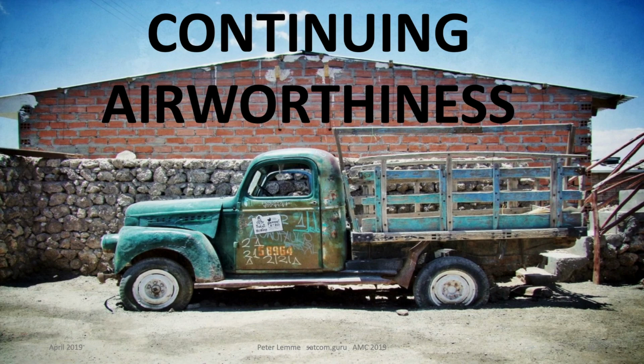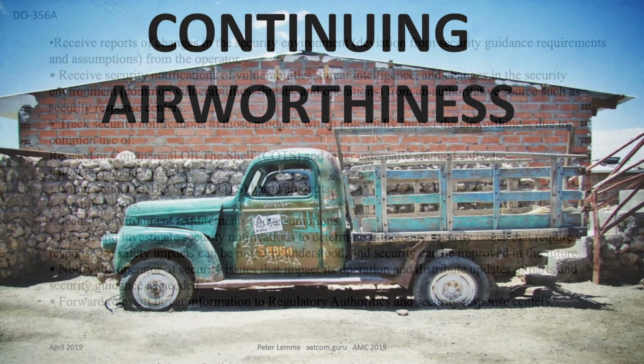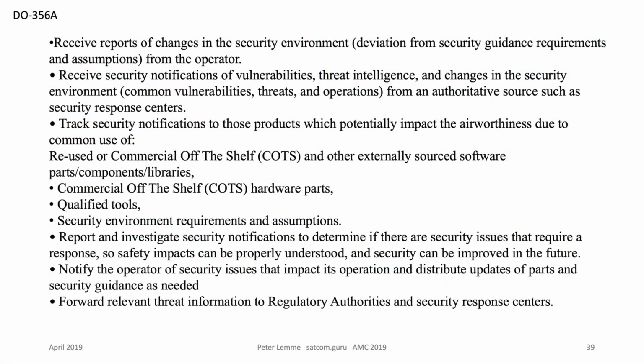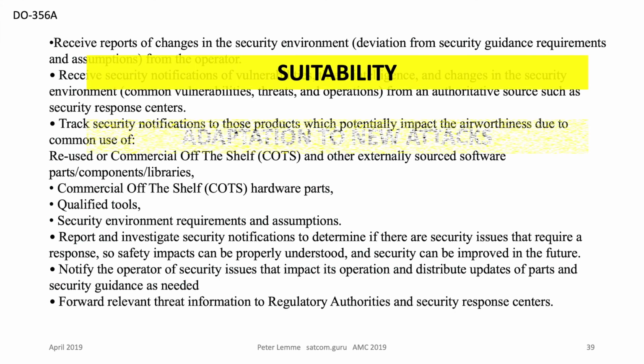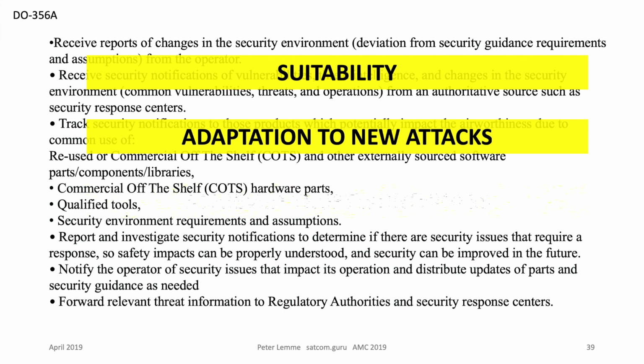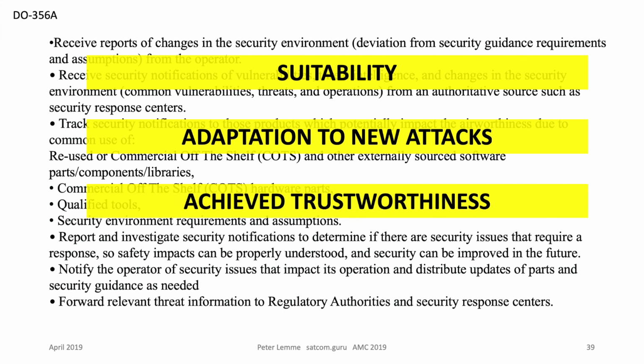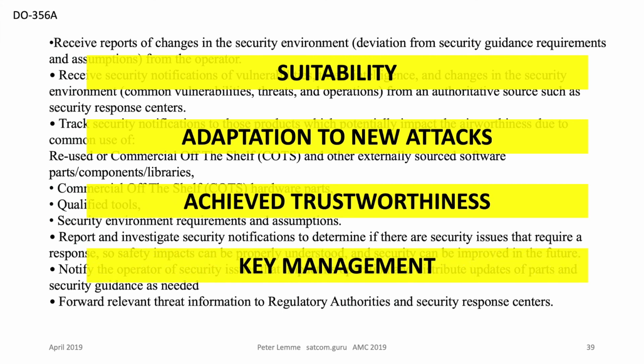Continuing airworthiness. Just because you designed the aircraft and delivered it doesn't mean that it's going to be secure for its lifetime. And so you have to worry about the measures you put in place. Are they suitable? Are they adapting to new attacks correctly, or are there changes that need to be made? Is the trustworthiness achieved as you expected? And we're worried about the keys. How are the keys being distributed and so forth?